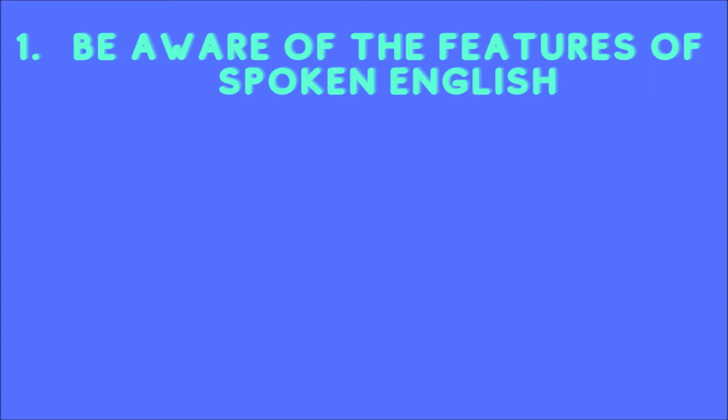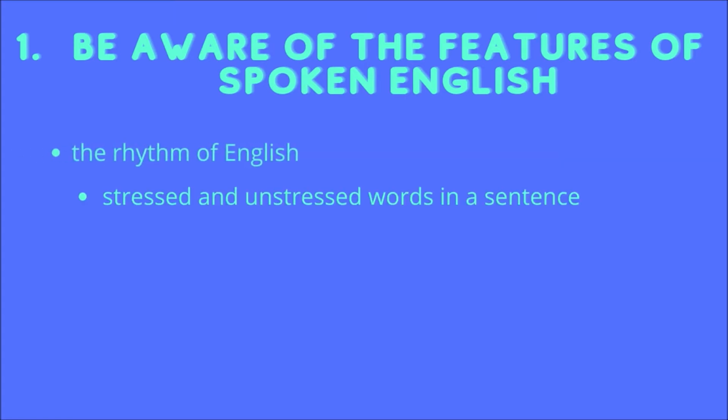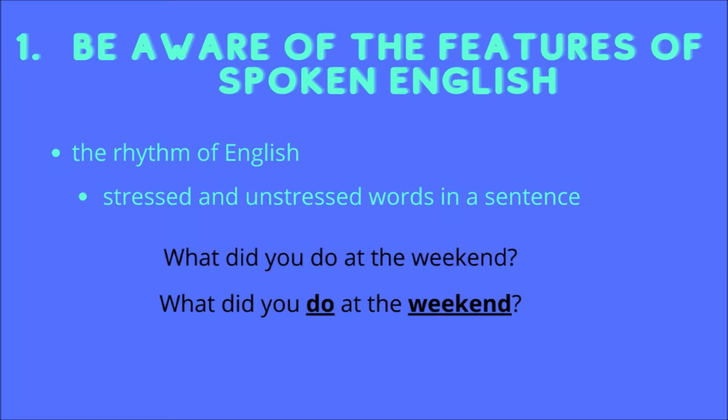So, tip number one is to be aware of the features of spoken English. This is incredibly important. Firstly, think about the rhythm of English. Let's start with stressed and unstressed words in a sentence. This is a really important feature of English, and it's there for a reason, to draw your attention to the content words in a sentence.